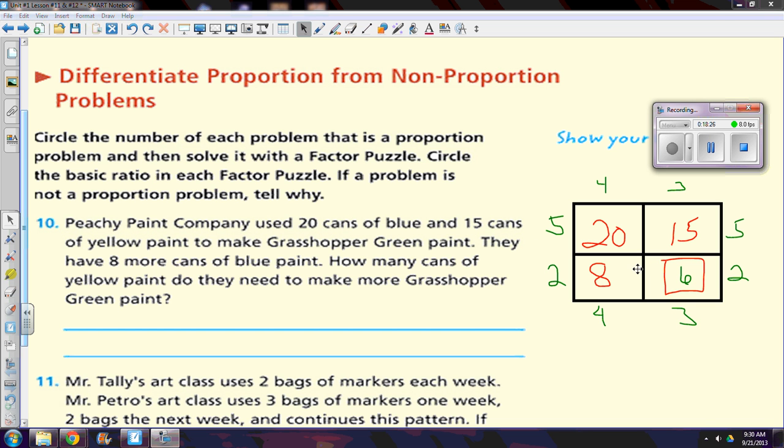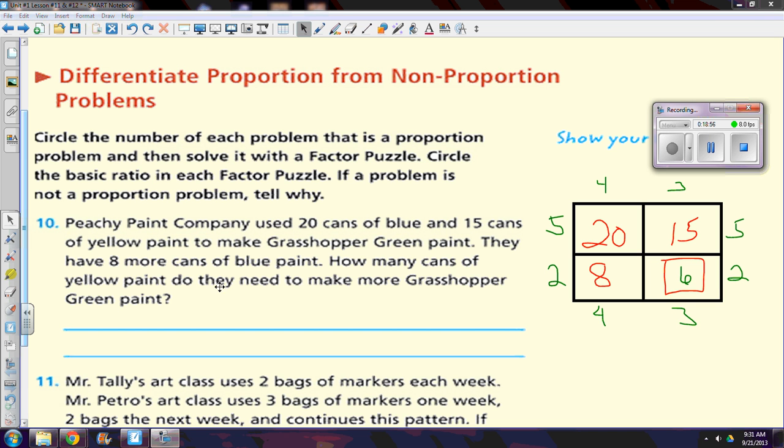8 more cans of blue. And then your box, which would be your unknown, which I've solved here, is 6, because 5 times 4 is 20. 5 is the common factor. And 5 times 3 is 15. Bring the 4 down, bring the 3 down. Then you have 8 divided by 4 is 2. And 2 times 3 is 6.